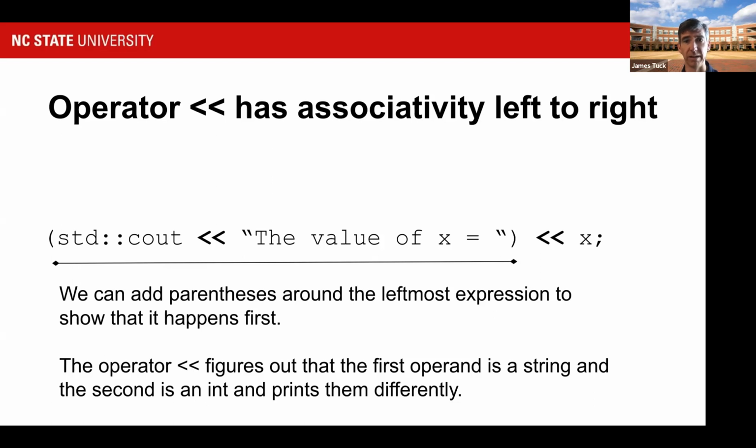And the interesting thing is it has associativity from left to right, which means when we look at an expression like this, we could, if we wanted, put parentheses around it and say, oh, well, the first thing that happens is the value of X equals, that string is going to get added into the COUT object, or streamed into the COUT object. And then the next thing that's going to happen is this other operator that streams in X. Okay, and the operator figures out that the first operand is a string and the second is an int, and it prints them in the right way.